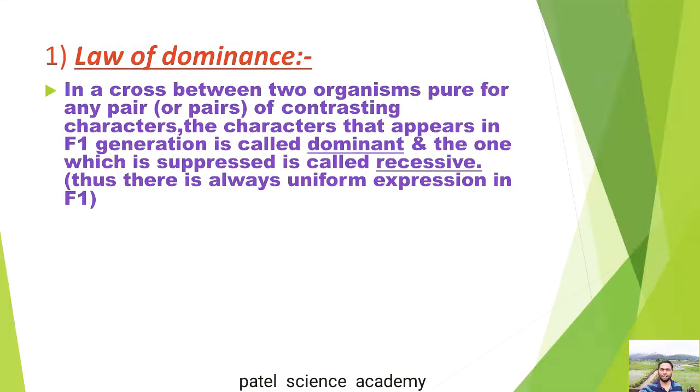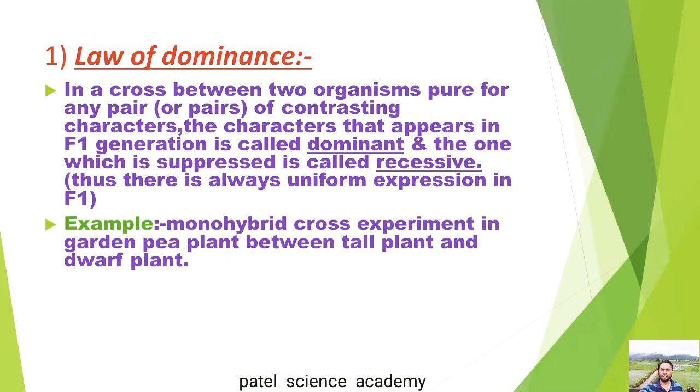I hope you have understood the statement of the law of dominance. In a cross between two organisms pure for any pair of contrasting, meaning different, characters, the character that appears in the F1 generation is called the dominant character, and the character which is not appeared or is suppressed in the F1 generation is called the recessive character. So let's see the example.